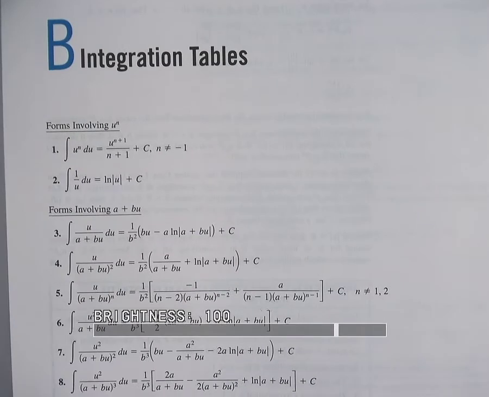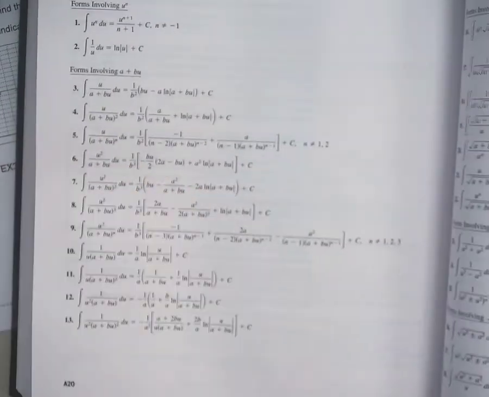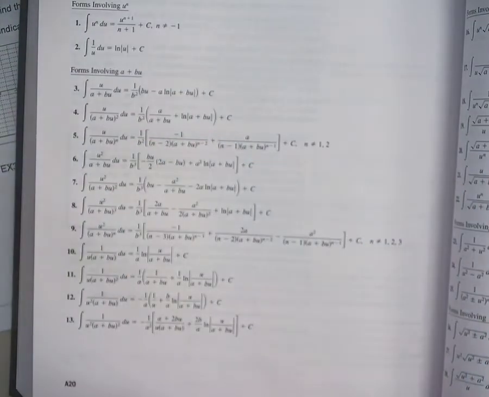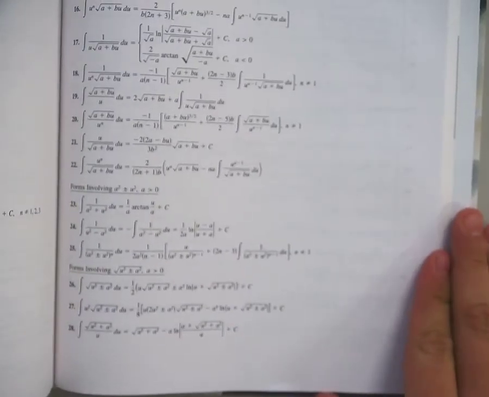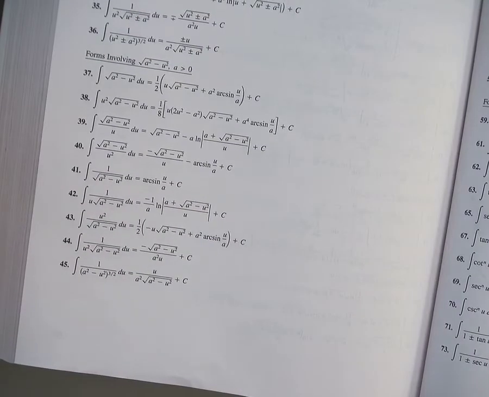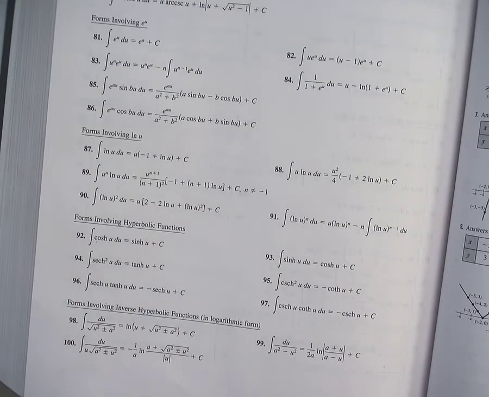You see this guy? These are called integration tables, and I just want you to look. This is how many different formulas for integrals that you have. 13. 28. These are all the different kind of possibilities that you could come up with as a calculus question. 45. 74. 100. And there's actually more.